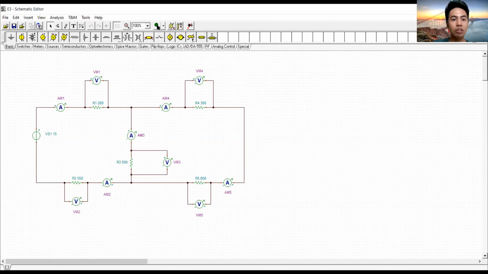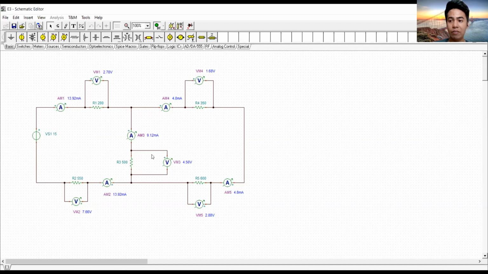When we find out the values by pressing this button, you can see that for the first one, 200 ohms, the current is 13.92 milliamperes, while the voltage is 2.78 volts. For the second resistor, which is 550 ohms, the value for the voltmeter is 7.66 volts, while the value for the ammeter is 13.92, the same as the first one.